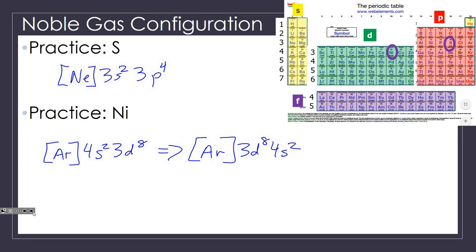Why do we do neon? Because sulfur's right here, 16, which is closest to without going over 16, 10. So these are my noble gases. I'm choosing from this column. Wouldn't it be 15 as the highest? No, it has to come from this column. Noble gases only. Okay.